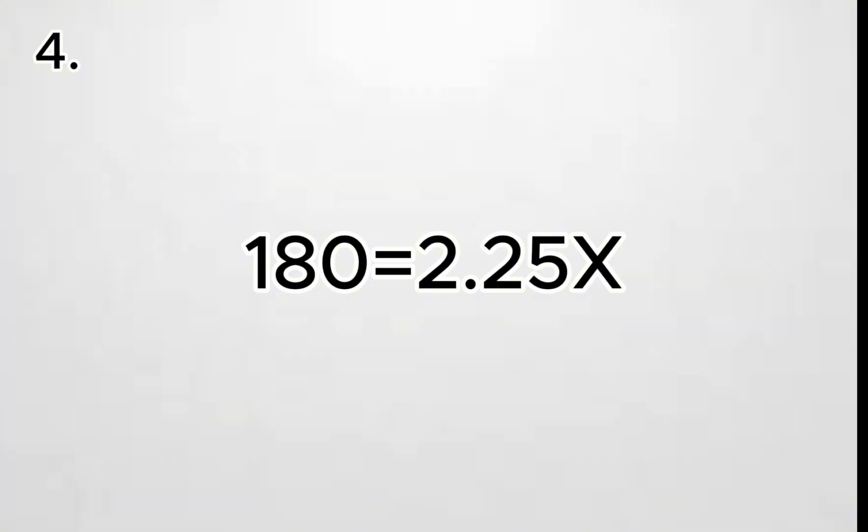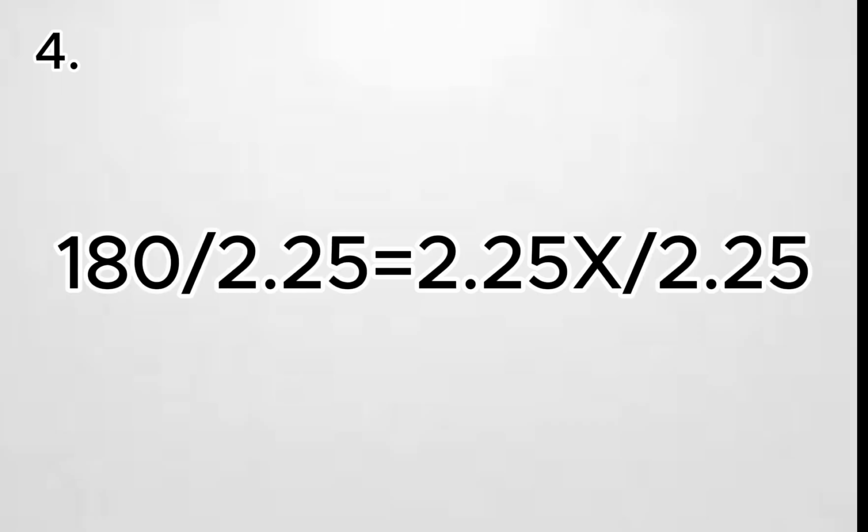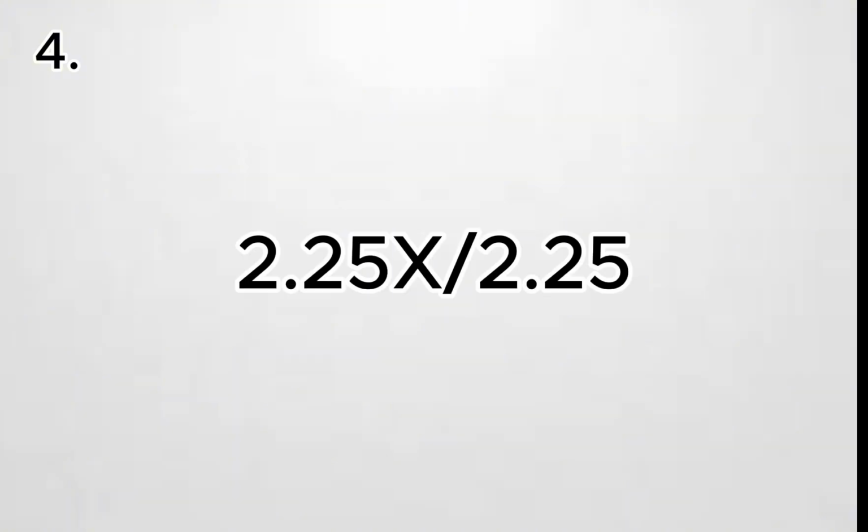Now, we need to isolate x on its own. We can divide both sides of the equation by 2.25, leaving us with 180 divided by 2.25 is equal to 2.25x divided by 2.25. 180 divided by 2.25 is 80, and 2.25x divided by 2.25 is just simply x. We found our second angle, x, to be 80.